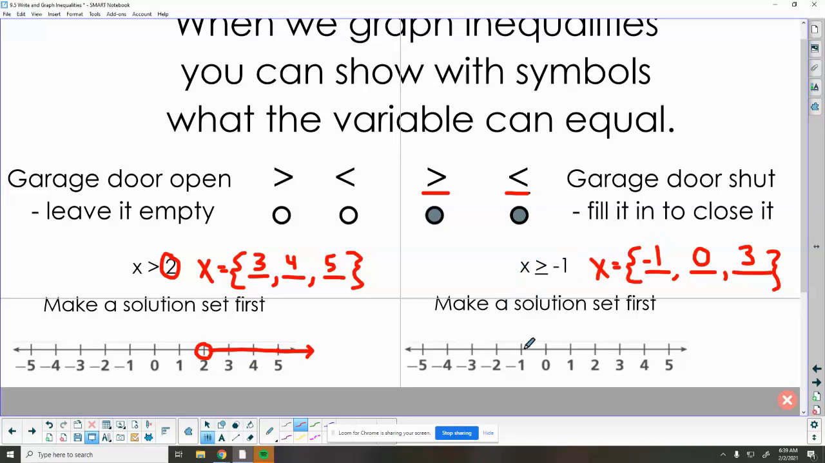So now I want to put these on my graph. It could be -1. It could be 0. It could be 3.